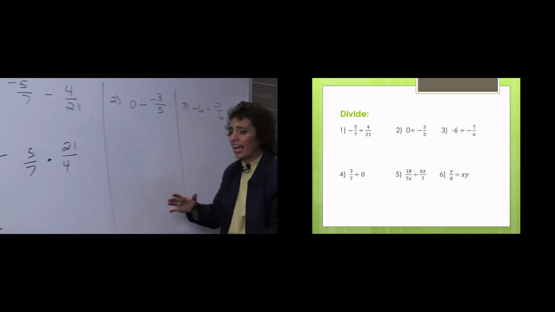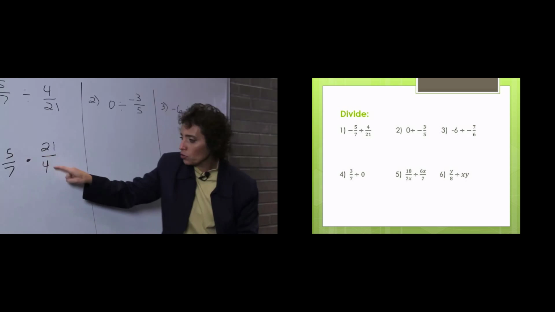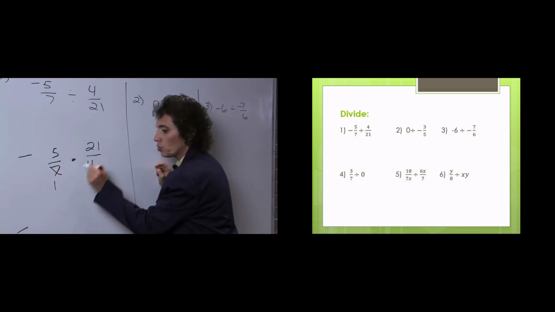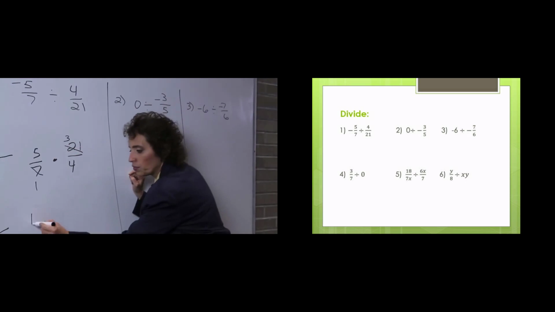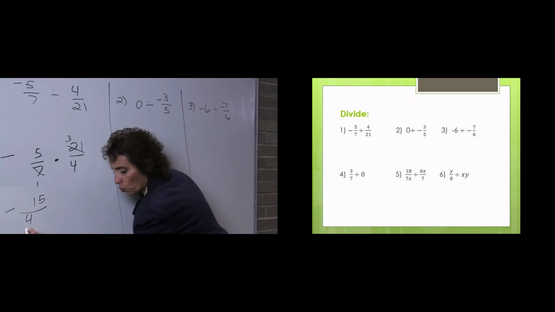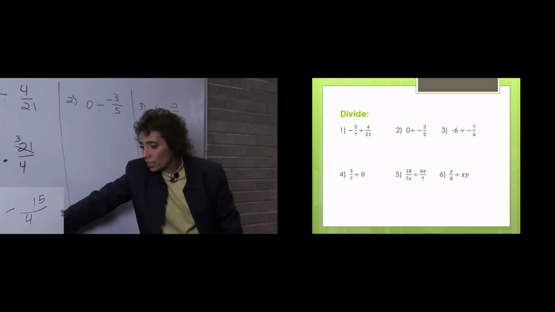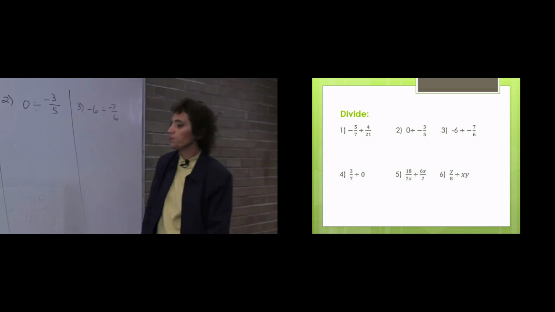I'm going to reduce if I can. I can't reduce this way. I can't reduce this way. Can't reduce this way. But yes, here's a winner. Okay, 7 goes into 7 once. 7 goes into 21 3 times. So that's 5 times 3, which is 15 over 4. Now you can change that to a mixed number, but to be honest, in algebra, we like improper fractions better than mixed numbers. So I'm going to leave that -15/4.